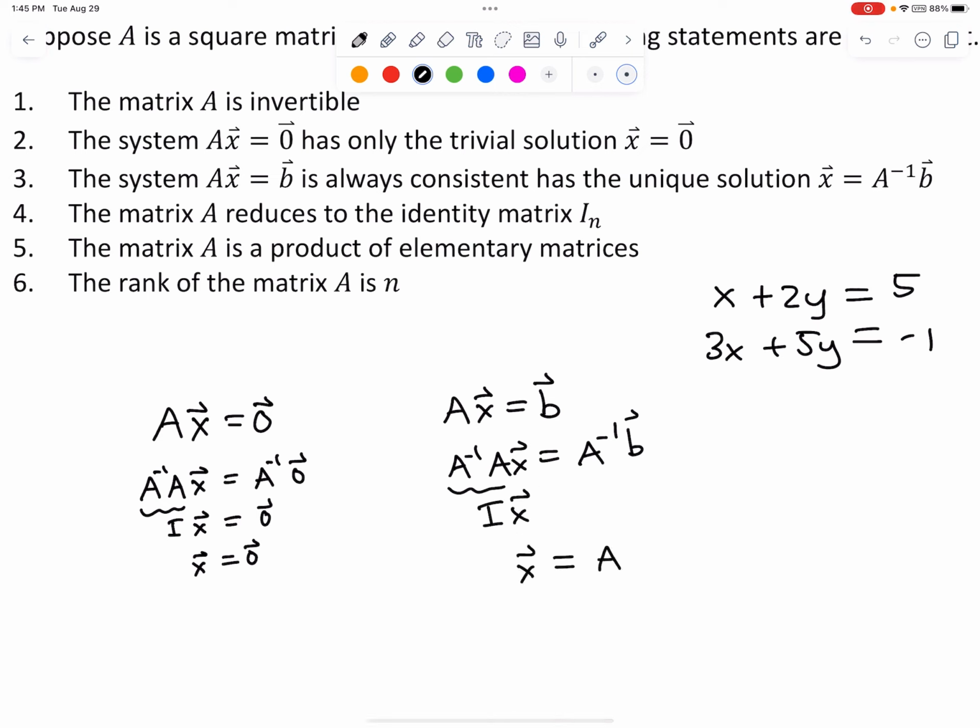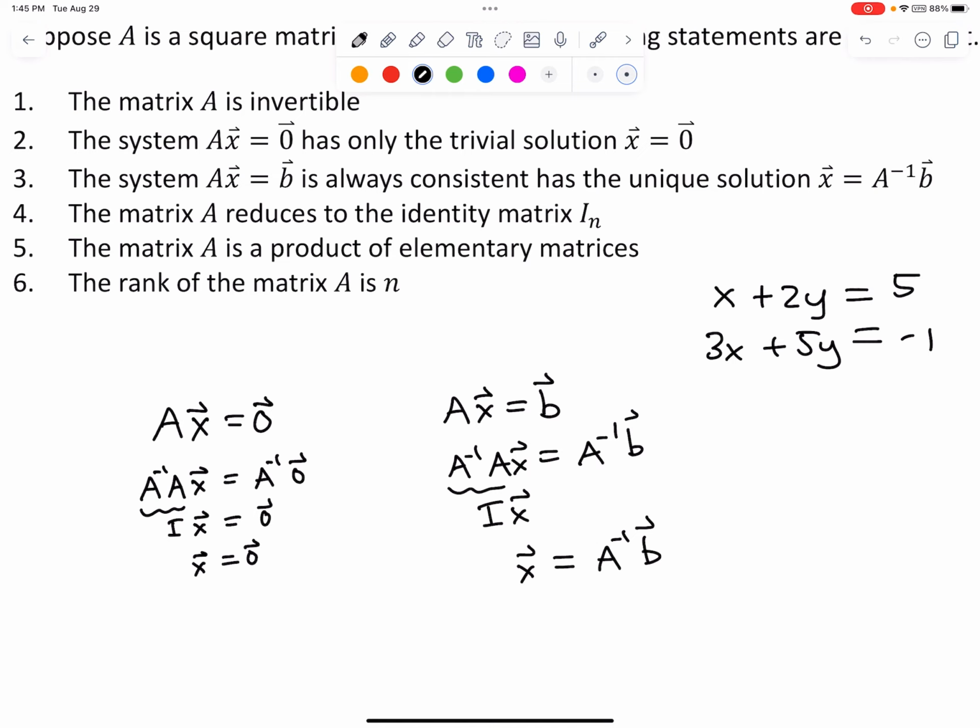And on the other side, we have to do a calculation. I don't know what this is going to be. It depends on what the vector b is. But the inverse times b will effectively be our solution to the system. It'll be our unique solution. It doesn't matter what b is. b can be any vector. If b happens to be the 0 vector, then we have statement 2 again.